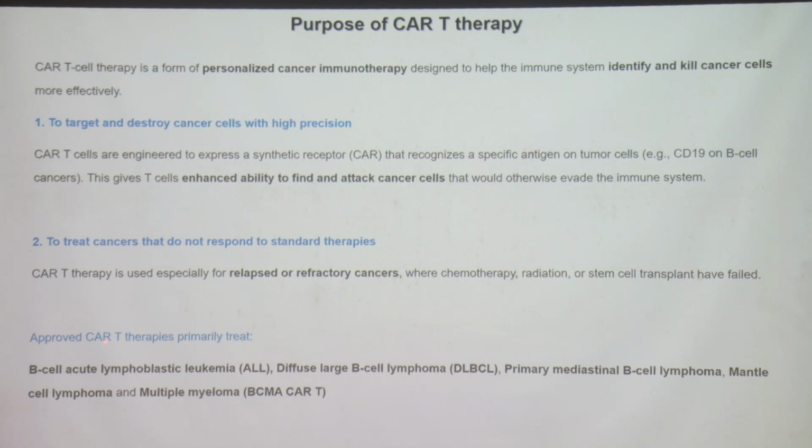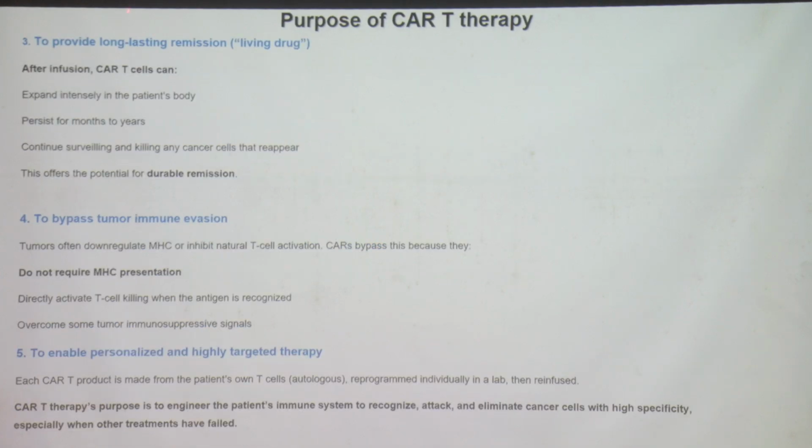But approved CAR T therapies primarily treat blood cancers, right? Leukemias are very hard and systemic, so CAR T therapies are very good. B cell lymphoma, mediastinal B cell lymphoma, mantle cell lymphoma, and multiple myeloma. Okay, so these form long-lasting remission. These are living drugs. So once you give it, it is just good for a long time.